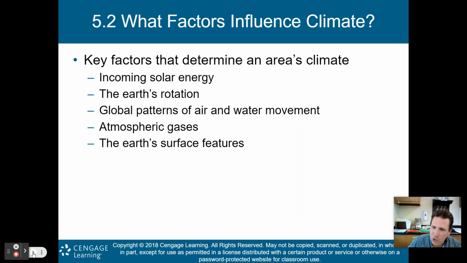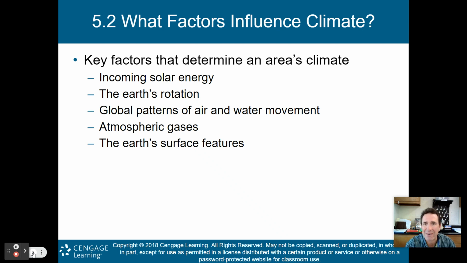Okay, so those are, in a nutshell here, the basics about weather. Now we'll talk about some of the basics of climate, and then again, part 2 of this lecture will actually go into the terrestrial biodiversity, the different types of terrestrial biomes we have out there. So what factors influence climate?